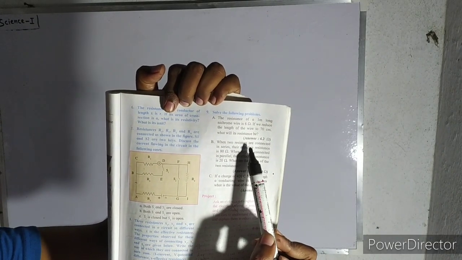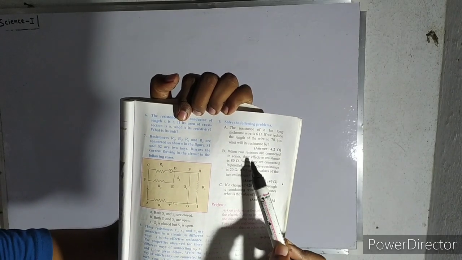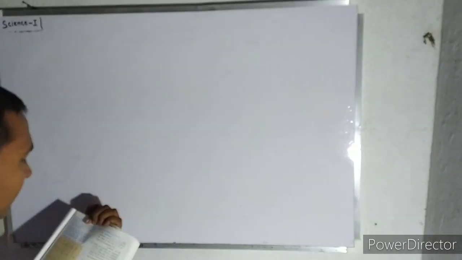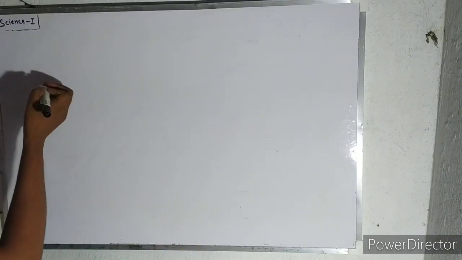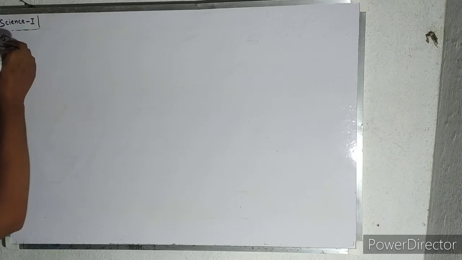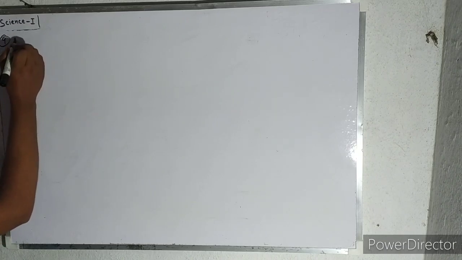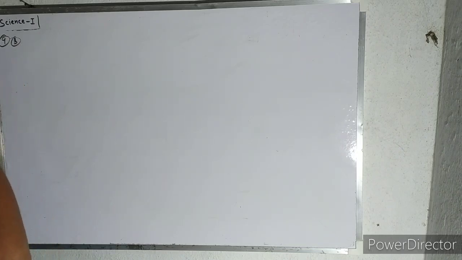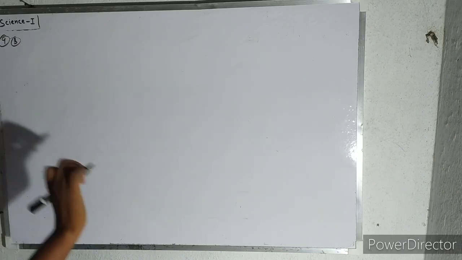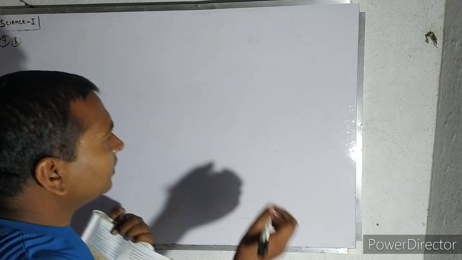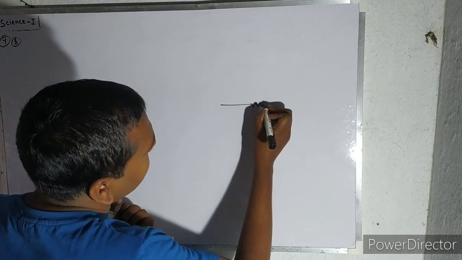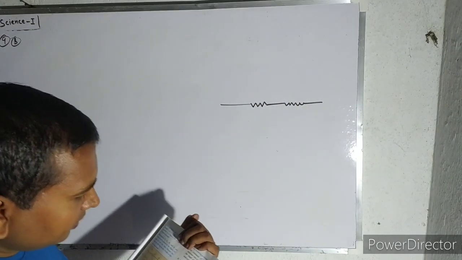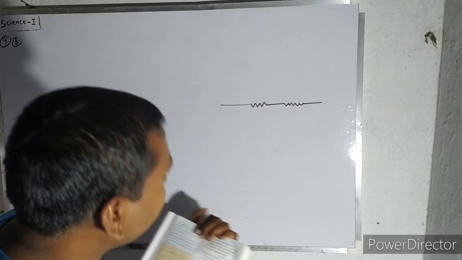When two resistors are connected in series, then the effective resistance is given. This is 9th B. Two resistors. First of all, I will explain with the help of a diagram. Two resistors are connected in series and their effective resistance is 80 ohm.